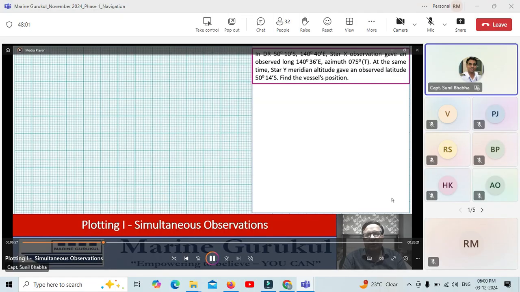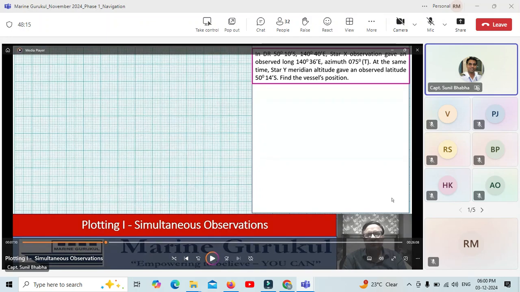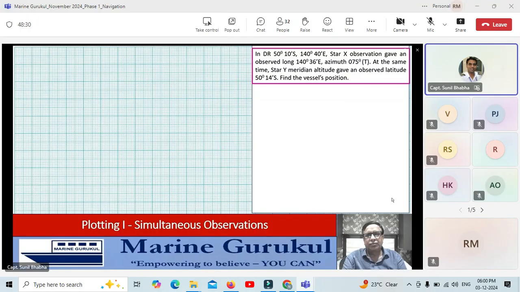Let's apply our learnings to an example. In DR 50 degrees 10 minutes south, 140 degrees 40 minutes east, star X observation gave an observed long 140 degrees 36 minutes east. Beta, are the audio and video both coming fine? Yes, sir. This one is the simultaneous one, sir. Yeah, this is the simultaneous one. Azimuth 075 degrees true. At the same time, star Y meridian altitude gave an observed latitude 50 degrees 14 minutes south. Find the vessel's position.